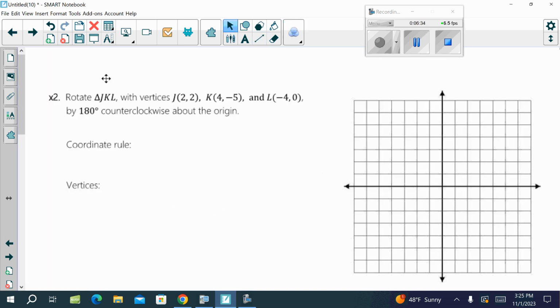Alrighty. Okay, we're going to do a full triangle. Triangle JKL. So let's draw the triangle. J is (2, 2). Uh-oh. Need my color. K is (4, negative 5). And then L is (negative 4, 0).